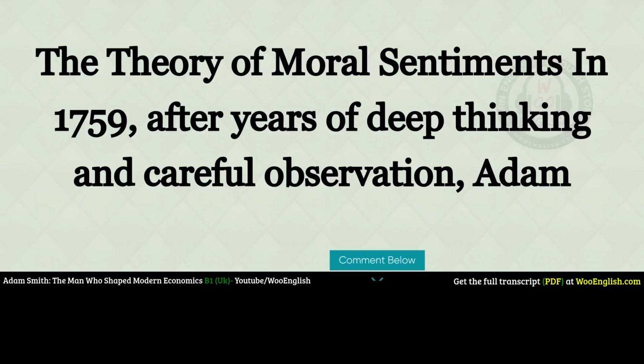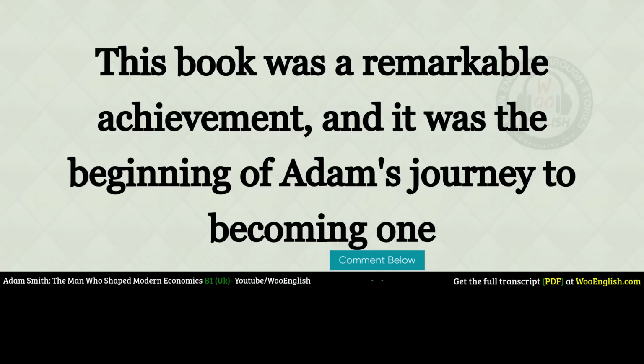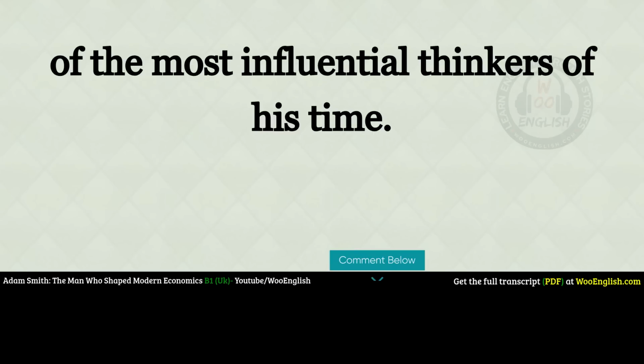Chapter 5. The Theory of Moral Sentiments. In 1759, after years of deep thinking and careful observation, Adam Smith published his first major work, The Theory of Moral Sentiments. This book was a remarkable achievement, and it was the beginning of Adam's journey to becoming one of the most influential thinkers of his time.